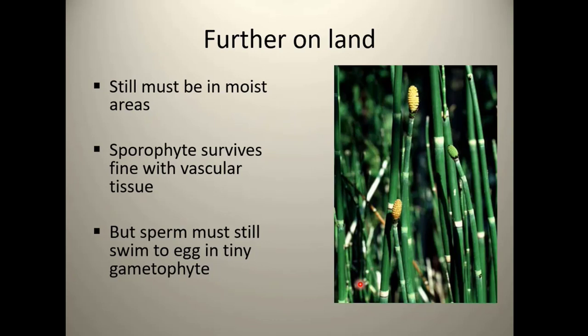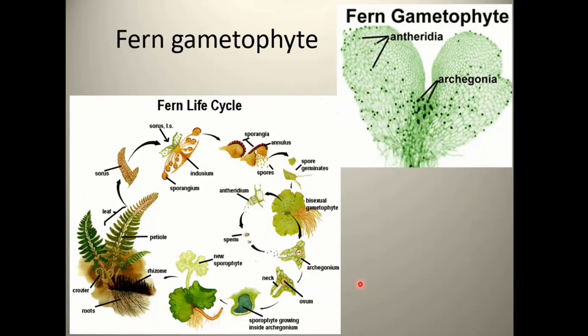These plants and their characteristics on land: they must still be in areas which are moist. Their sporophyte tissue survives in fine vascular tissue, but the sperm must still swim to the egg in tiny gametes. But the clear, most important factor is that they must be in moist areas. Then this is another cycle, the life cycle of the fern gametophyte.